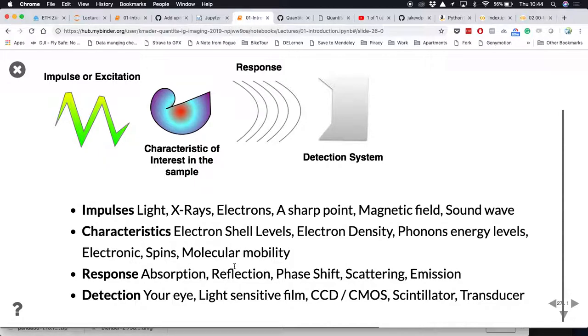Your response can then be: is it absorbed or not? Or how much of it is absorbed? Is it being reflected? Is there a phase shift? Is there some sort of scattering? Is there some kind of emission? And classifying it into one or multiple of those groups. And then finally, you have the detectors, which can be your eye, light-sensitive film, a CCD or CMOS camera in the case of most standard imaging systems, or a scintillator. If you're using X-rays, you typically aren't able to detect X-rays directly, so you have a small plate that the X-rays go onto, and then you're able to detect whatever comes off. Or for ultrasound, a transducer. All of these are imaging systems, they all work in different ways, but they have the same fundamental setup.